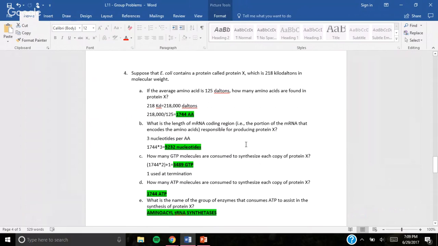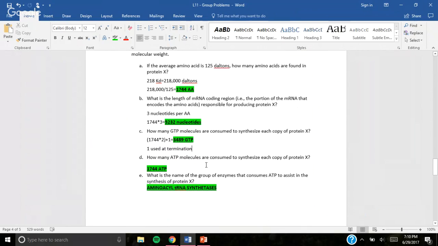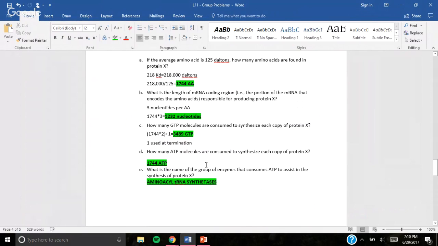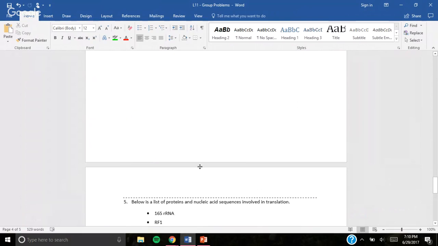For the GTP molecules, how many are consumed to synthesize each copy of the protein? While it's getting synthesized, we figured that each amino acid will use 2 GTP. So we went 1744 times 2, and then you just add the 1 GTP that's used at termination. So that gives us 3,489 GTP. How many ATP molecules are consumed? Just one per amino acid, so 1,744. And the group of enzymes that consume ATP is the aminoacyl tRNA synthetases again.